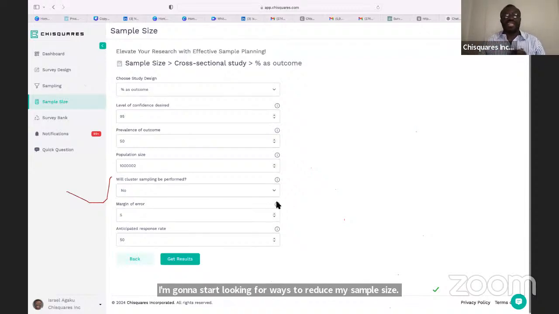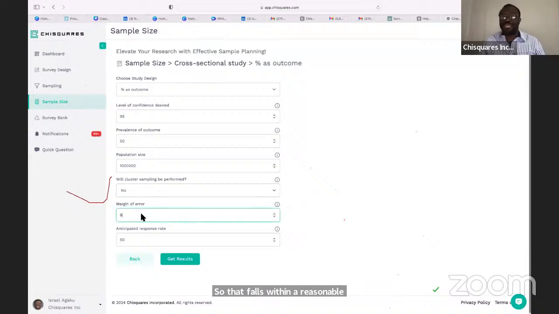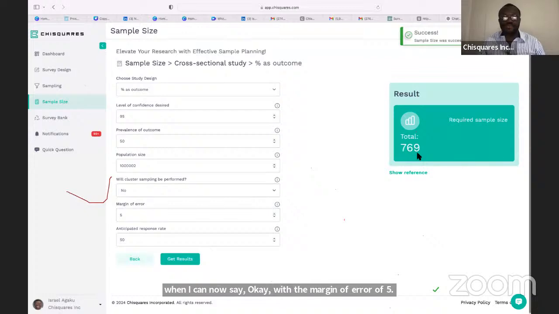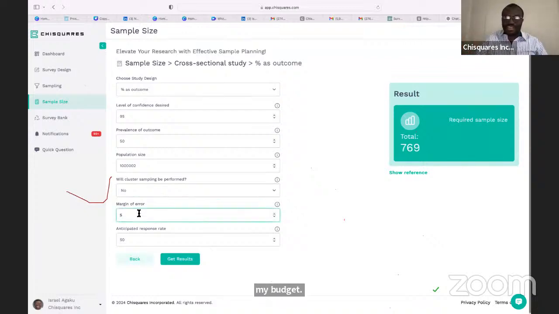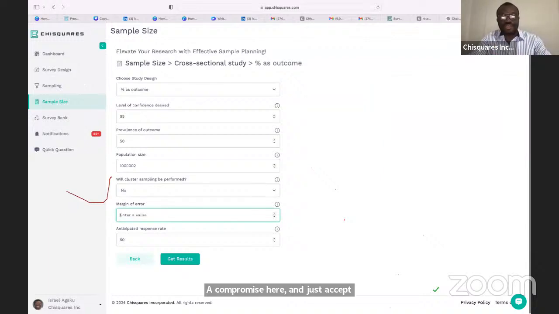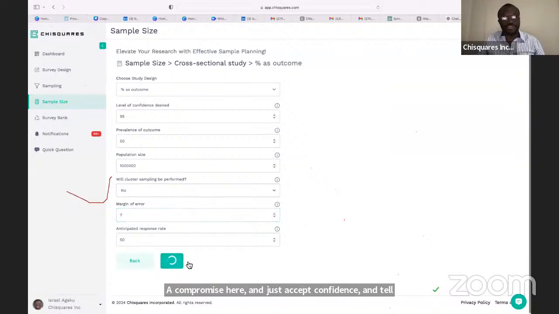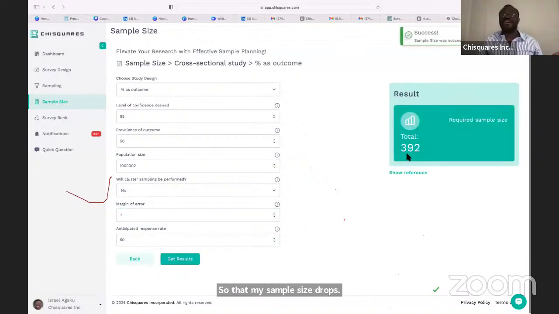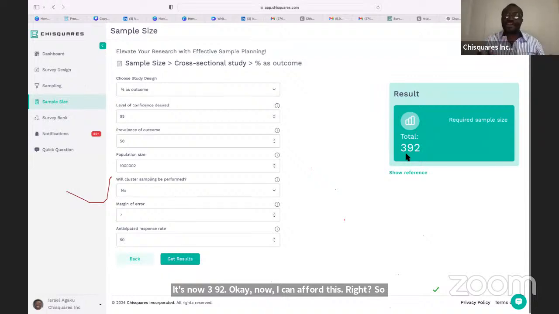Then I may start looking for ways to reduce my sample size so that it falls within a reasonable limit, right? That's when I can say, okay, with a margin of error of 5, geez, this sample size is quite high. This is way beyond my budget. How about I take a compromise here and just accept wider confidence intervals by increasing the margin of error from 5 to 7 so that my sample size now drops. It's now 392. Okay, now I can afford this, right? So you provide a justification, and that's how you do it.